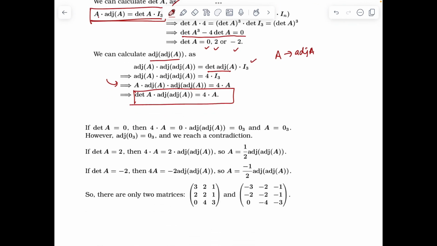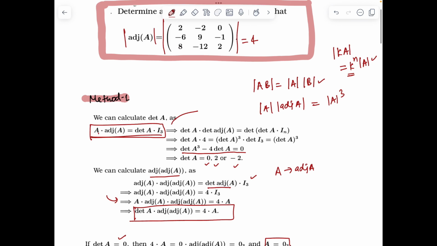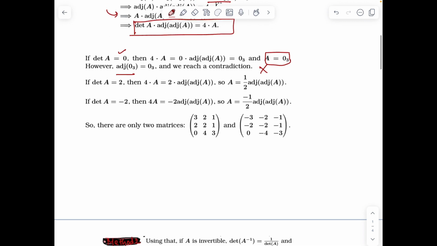So now we are having either determinant of A is 0, which will definitely give you a contradiction, because that implies 4A equals 0, hence A is the null matrix. But since adjoint of A is non-zero, as given in the problem, that is not possible, right? So now I'm left with the other options. If determinant of A is 2, then 4A equals 2 times adjoint of A, and hence A we can write as adjoint of A times half. If determinant of A is minus 2, similarly A is minus half of that.